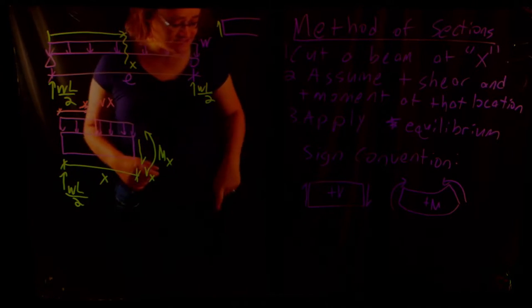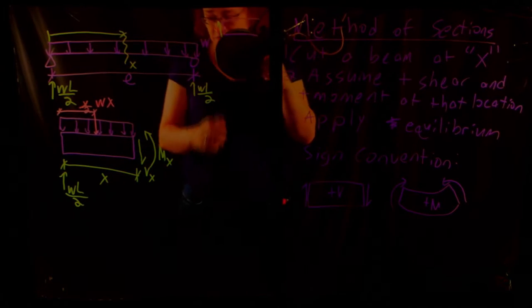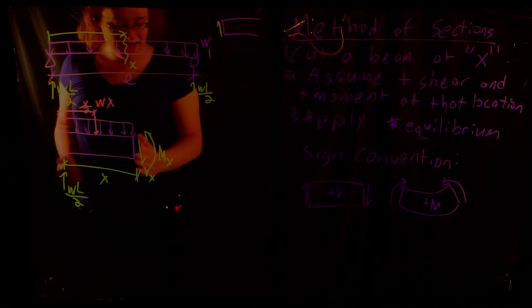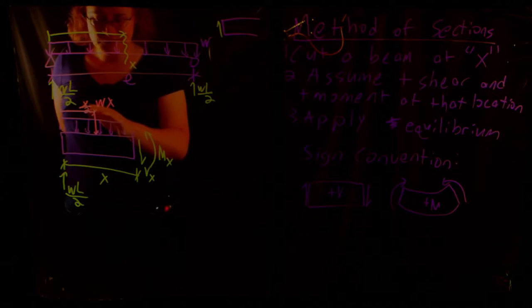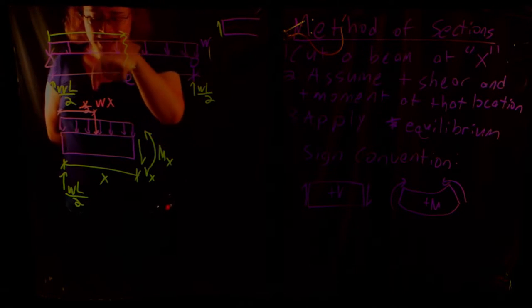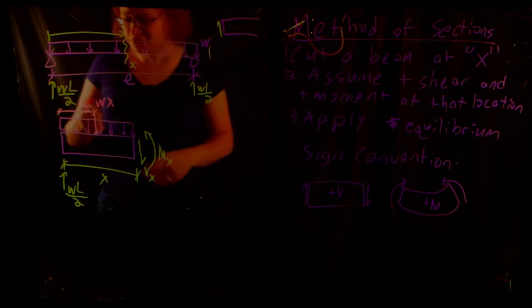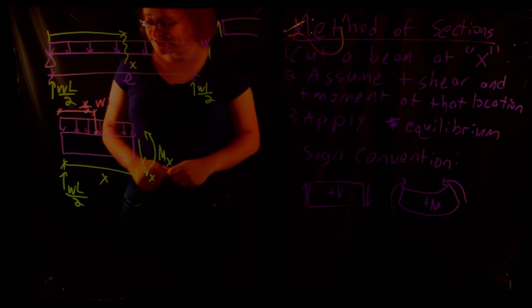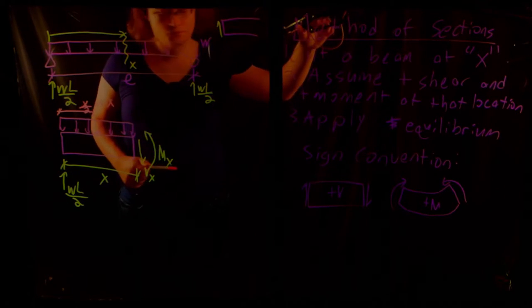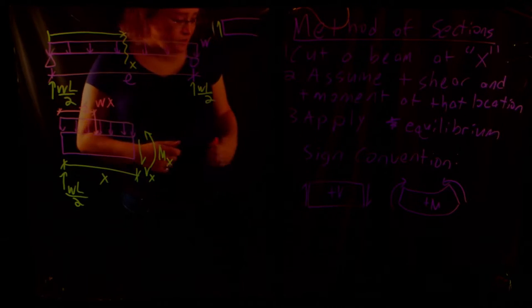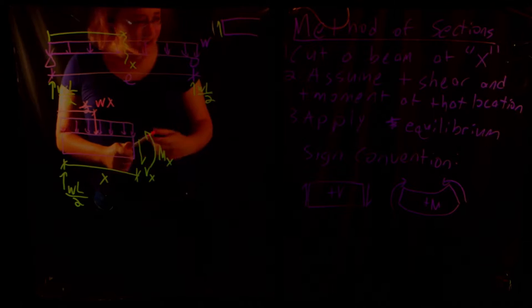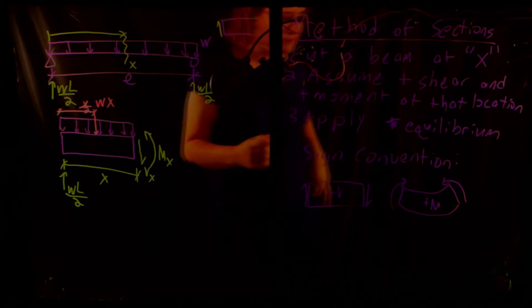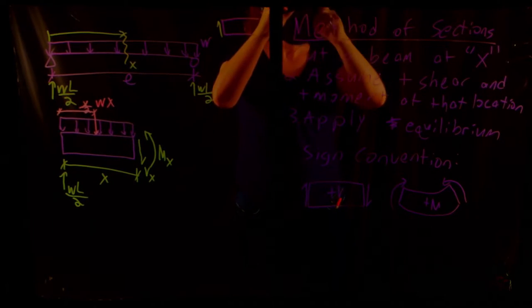And now we can apply some equations of equilibrium. So again, we have our reaction on the left here. We have our shear and moment here, and we have our equivalent downward point load here. So WX, WL over 2, etc. Okay. So now let's go ahead and apply the equations of equilibrium. And actually, I think I'm going to do that on this board over here, just so I have plenty of space.